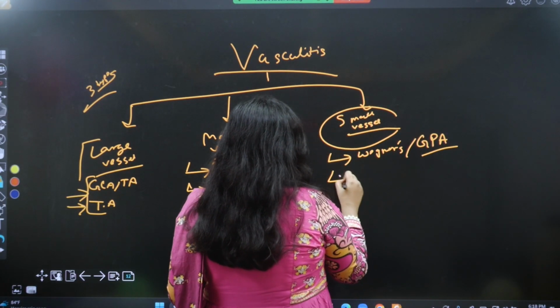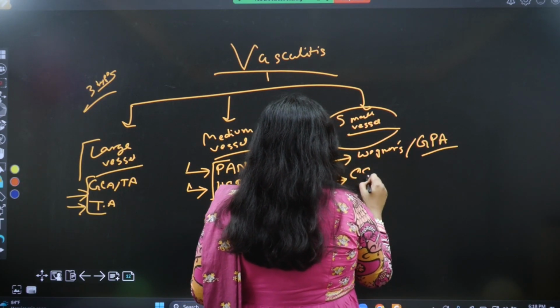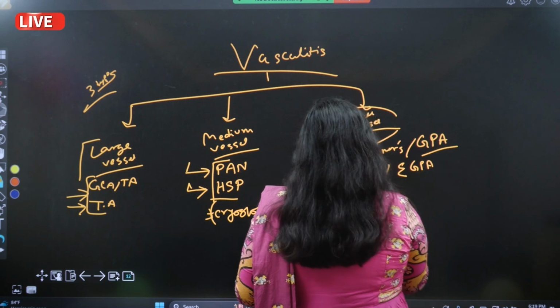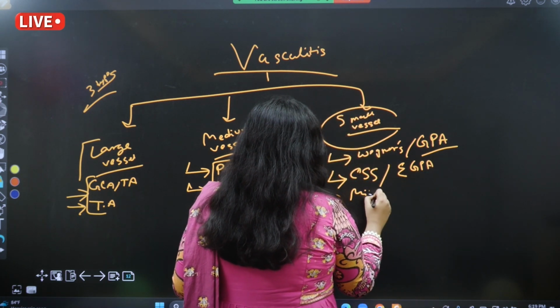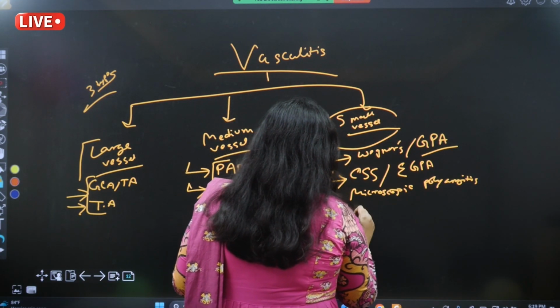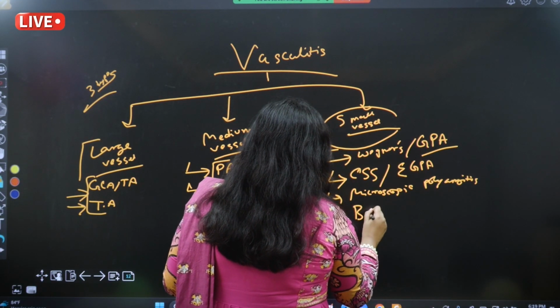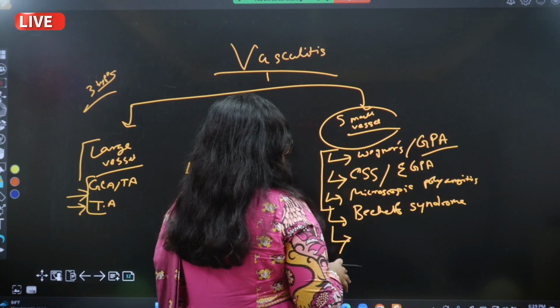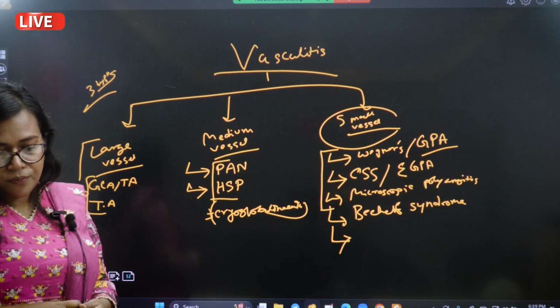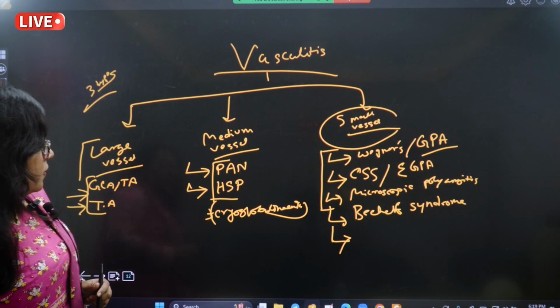In the small vessel vasculitis, we will discuss the Wegener's granulomatosis or the granulomatosis with polyangiitis, also known as the GPA. Then we will also discuss the Churg-Strauss syndrome, also known as the eosinophilic granulomatosis with polyangiitis. Then we have the microscopic polyangiitis. So these are the main three examples. Apart from that, we have already discussed the Behçet syndrome. Mainly, these are the main examples, like the Wegener's, Churg-Strauss, microscopic polyangiitis, and Behçet syndrome. So these are main examples of the vasculitis.